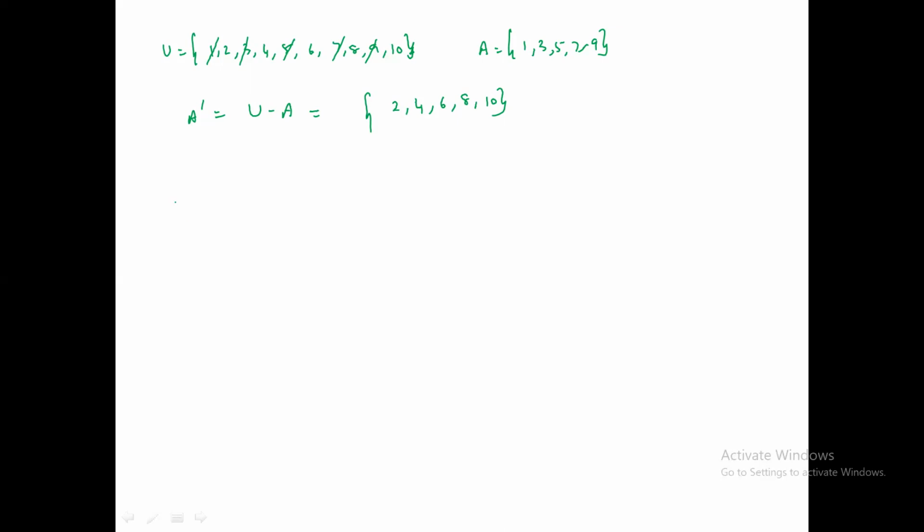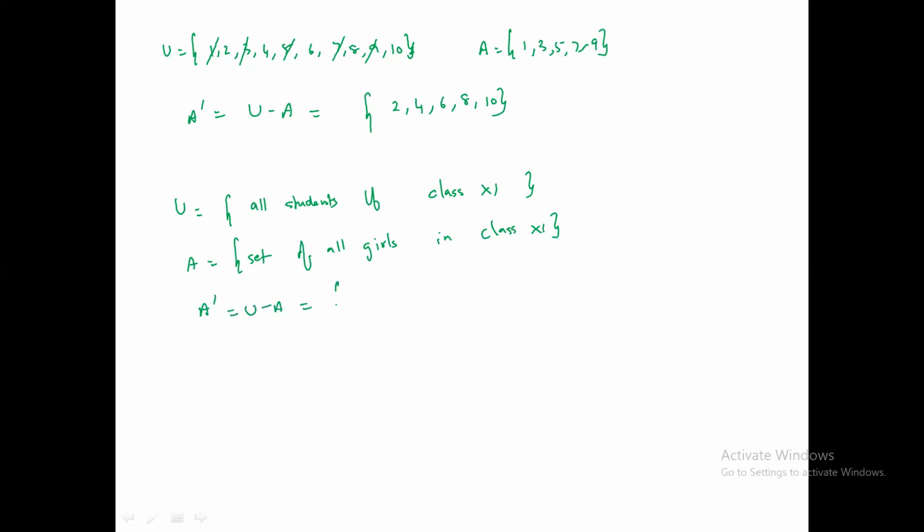Another question. U is the set of all students of class 11 and A is the set of all girls in class 11. So what will be A prime or U minus A? From U, remove A. So left is all boys in class 11. This is how you can write.